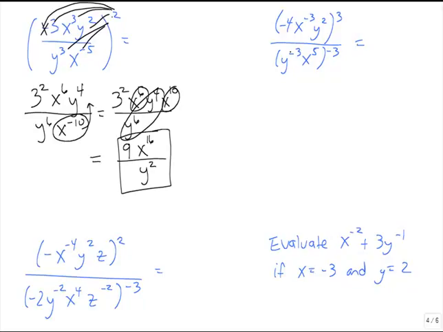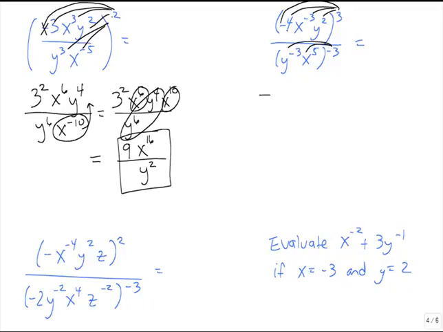For our next example, pretty similar. So first thing we're going to do right off the bat is distribute this cube to the negative, to the 4, to the x, and to the y, and then we're going to distribute that negative 3 across to the y and to the x. So with this negative in the numerator, we're raising it to an odd power. That means that negative is going to stick around in our final answer. So that negative is going to stay put.